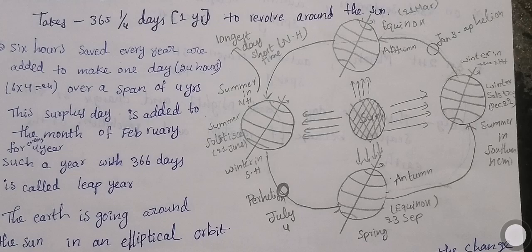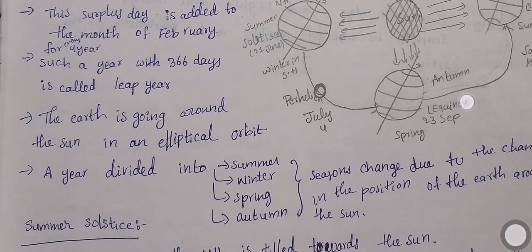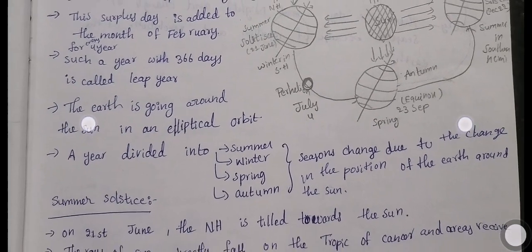Next, I forgot one point to tell you. On 21st June the sun rays fall on the Tropic of Cancer, and then on December 22 the sun rays fall on the Tropic of Capricorn. That is about that figure.